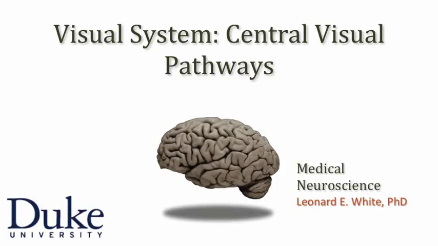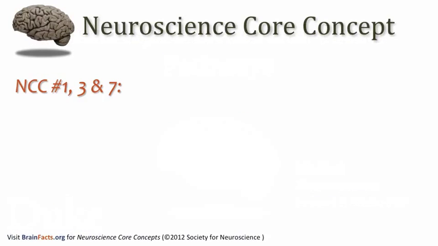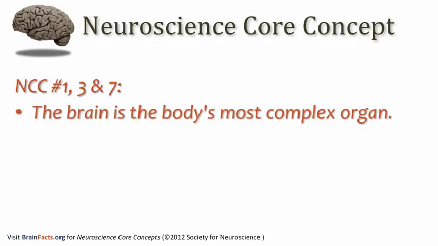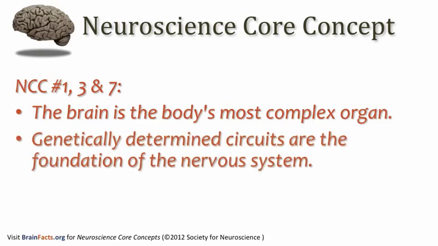Hello again, and welcome to this tutorial on the central visual pathways. Today we're going to try to simplify some of the complexity of the way that vision is processed in the brain by considering an anatomical framework for understanding how signals get from the retina all the way up through the visual parts of the cerebral cortex.